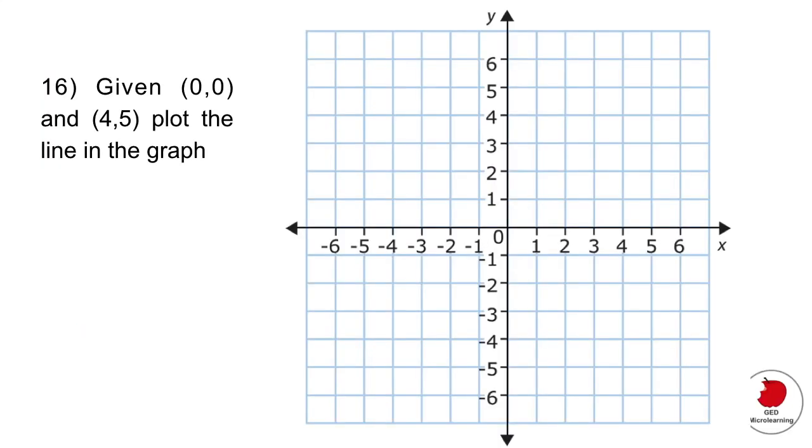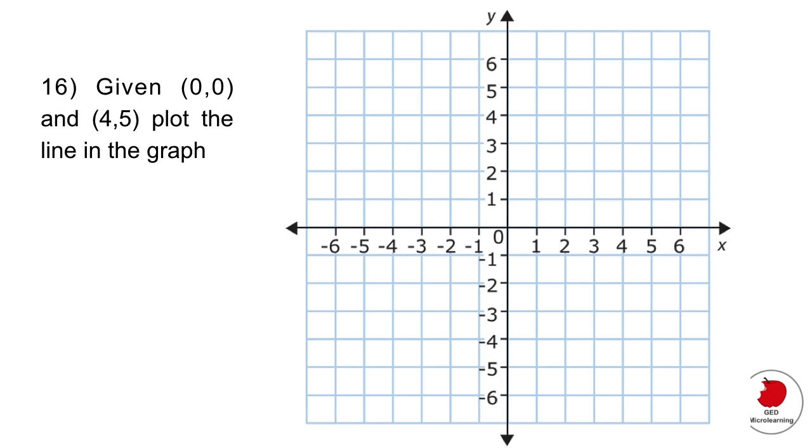Okay, question 16. As I said, sometimes you have questions where they ask you to actually interact with an image. So it's not only going to be multiple choice questions, and this is one example. It says, given these coordinates, 0, 0, and 5, 4, 5, plot the line in the graph.